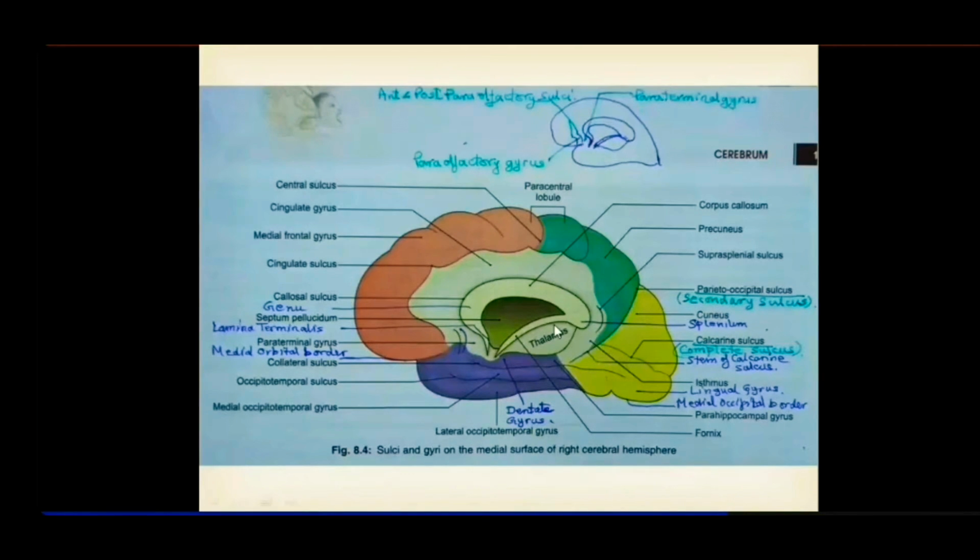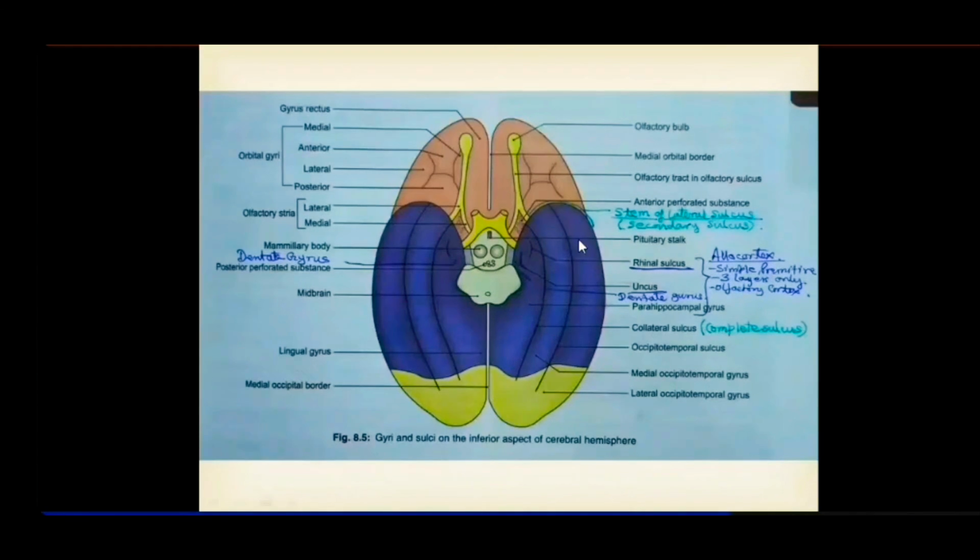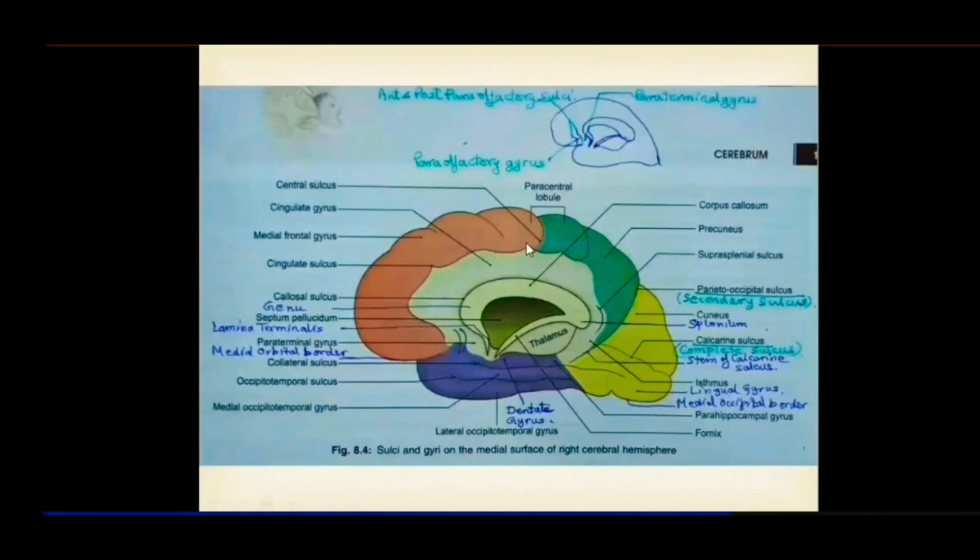Okay, now studying the different sulci here. Just above this corpus callosum, you find a depression along the superior margin of the corpus callosum, and that's called the callosal sulcus, right? And just above that, you find the cingulate sulcus, right?